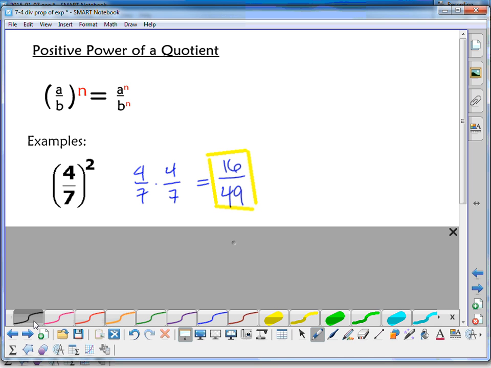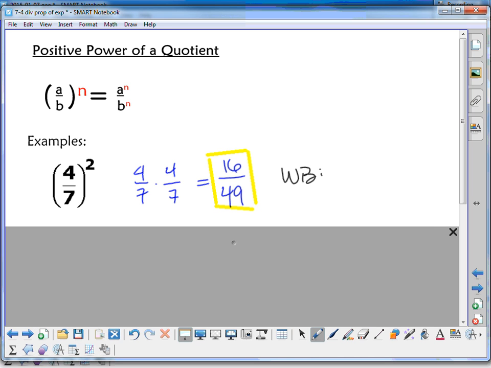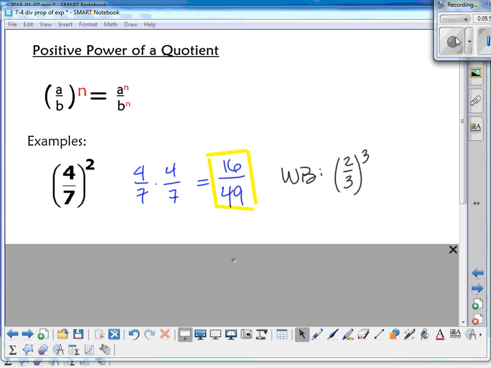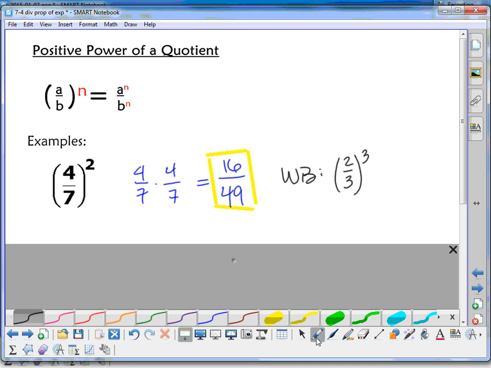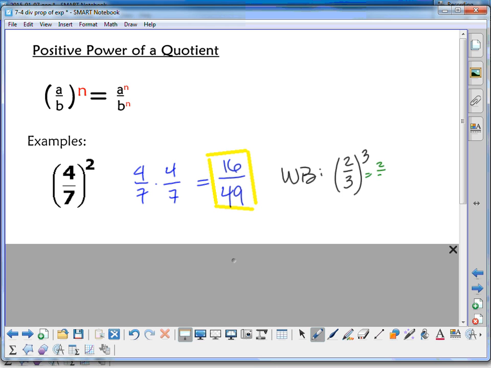When you're done with that, I'll have you guys do this one on your whiteboards. Okay, so you're just multiplying 2/3 times itself three times, right? So what's 2 times 2 times 2? 8. What's 3 times 3 times 3? 27. Okay, so don't just do 3 times 2 and 3 times 3. That's not going to work.